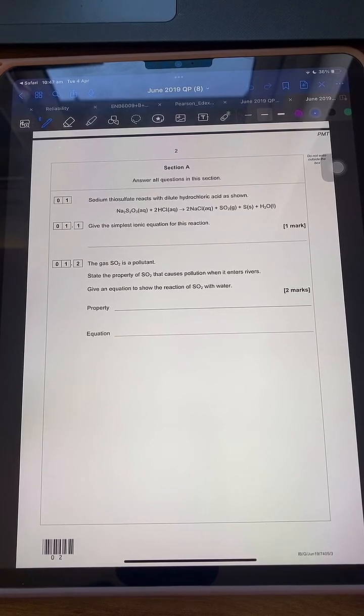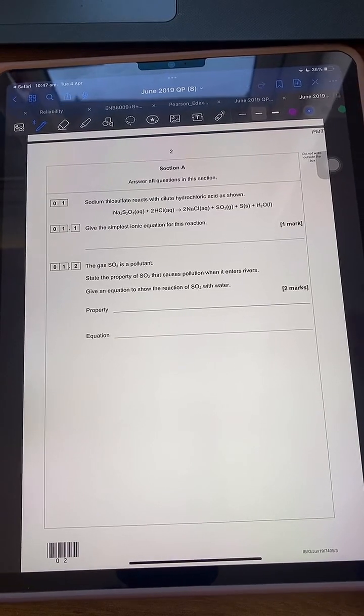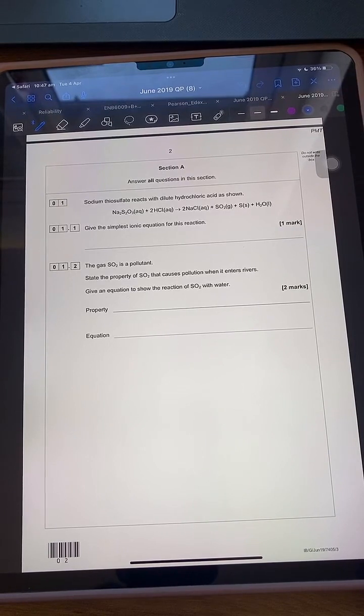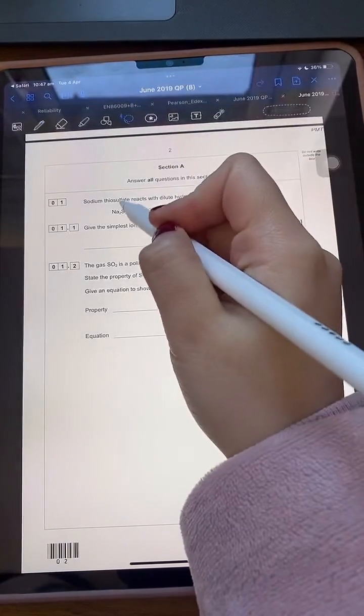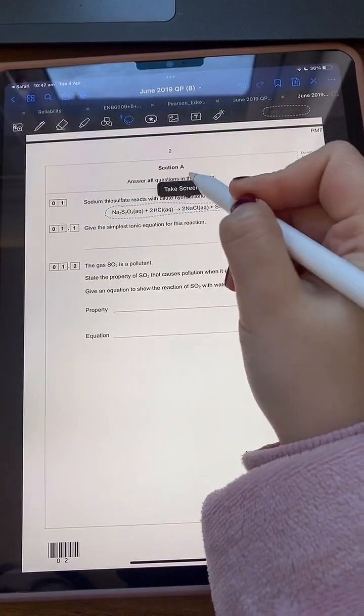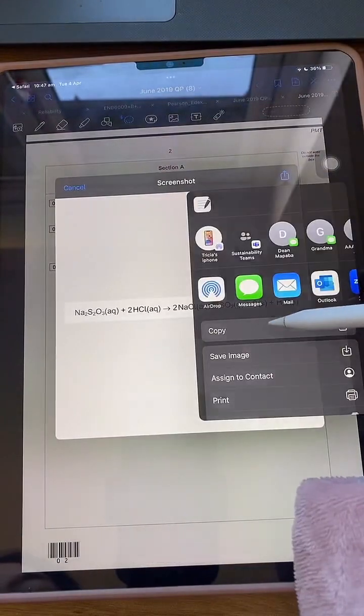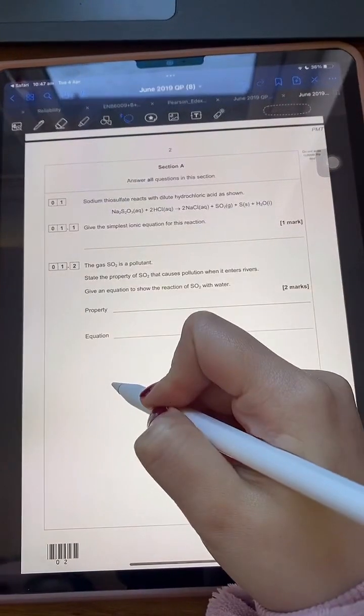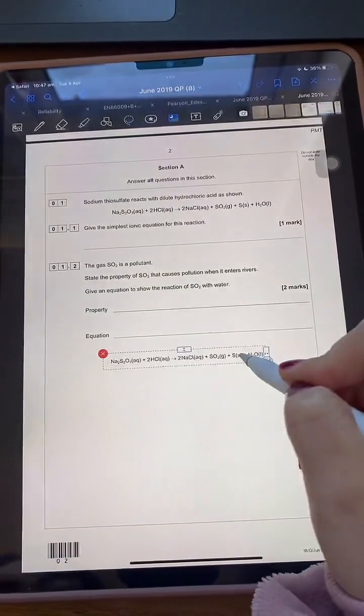The first question here is asking you, sodium thiosulfate reacts with dilute hydrochloric acid as shown. Give the simplest ionic equation for this reaction. So when it comes to ionic equations, you either know immediately what to do, or you can do the step-by-step method for it. I know it's quite a bit of work for 1 mark, but it's foolproof and it helps you to understand how it works.